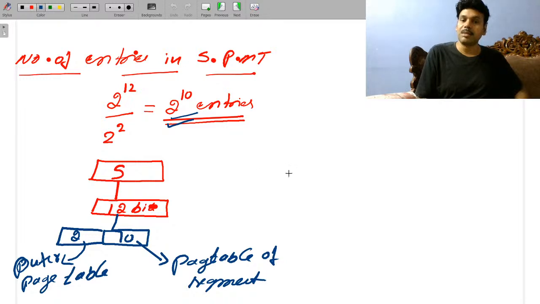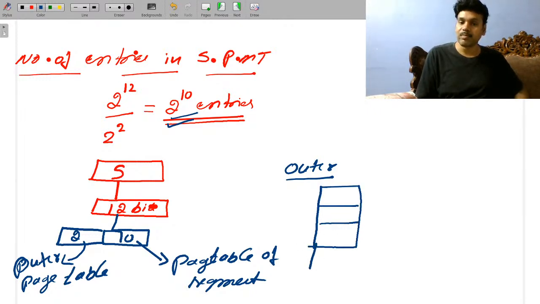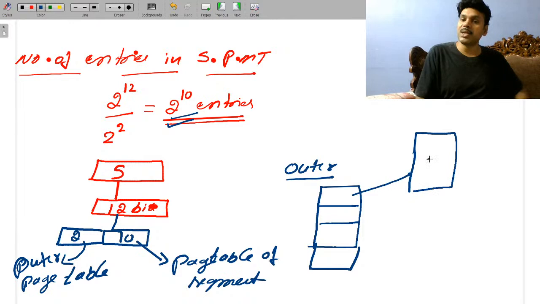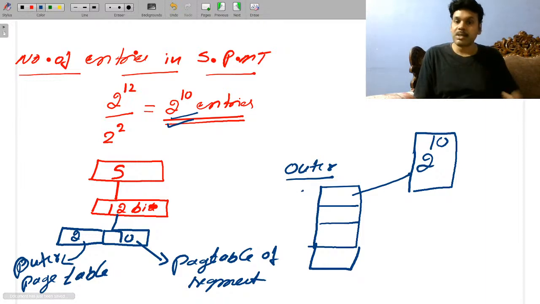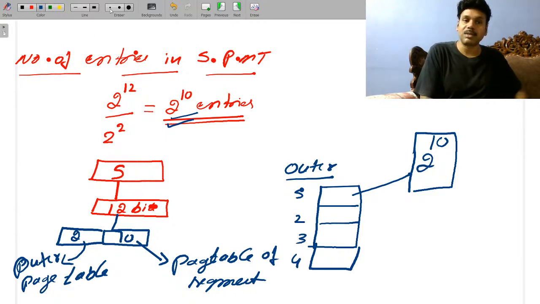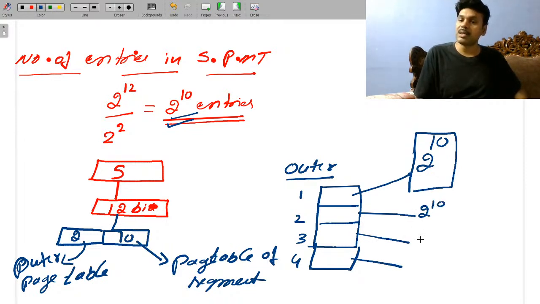Please understand, now your outer table consists of only 2 power 2 entries, which is nothing but 4 entries. And to each entry you have inner page tables. How many inner page tables? 2 power 10 entries are there. This is the first one, this is the second one, this is the third one, this is the fourth one. So whatever entry you find, to that entry we have innermost entries, 2 power 10 entries each.